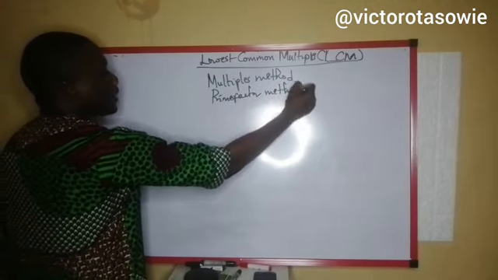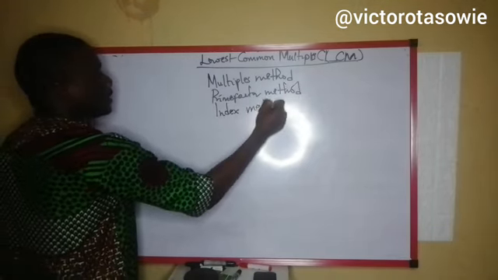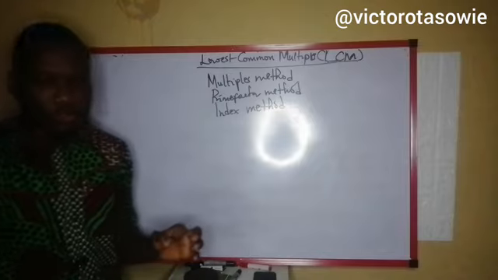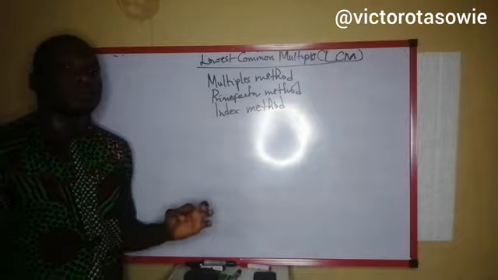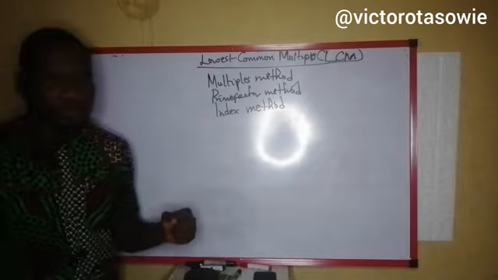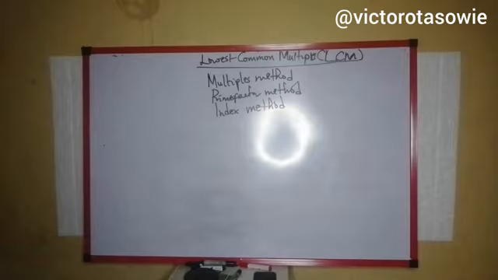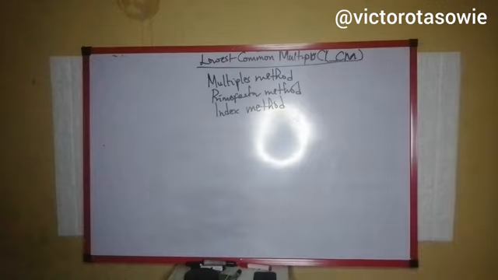We have another one, which is the index method. So we have the multiples method, the prime factor method, and the index method. So these are some of the methods that we use to find the LCM, and there are still others.